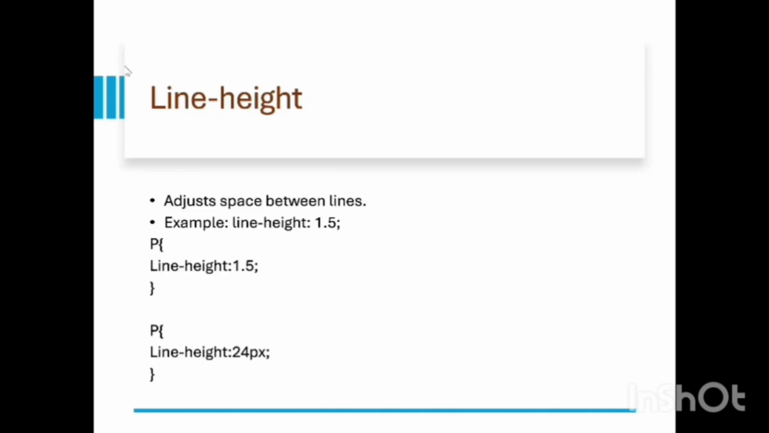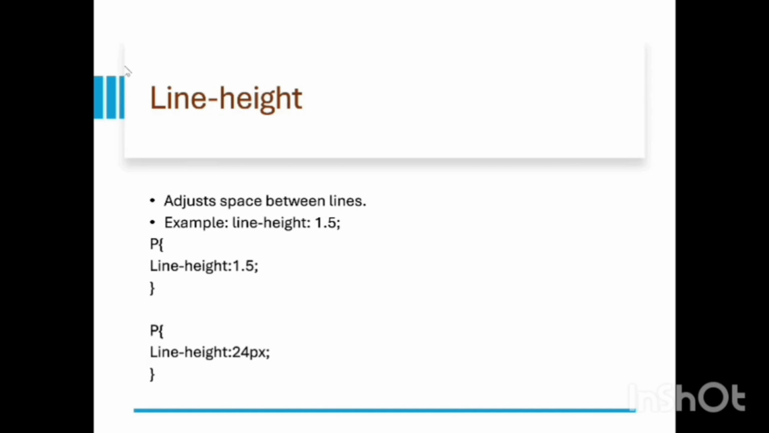Next, let's talk about the line height property in CSS. Line height controls the amount of vertical space between lines of text. In other words, how far apart each line is from the next one. If your lines are too close together, the text can look cramped and hard to read. But with the right line height, your content looks cleaner and more comfortable to read.